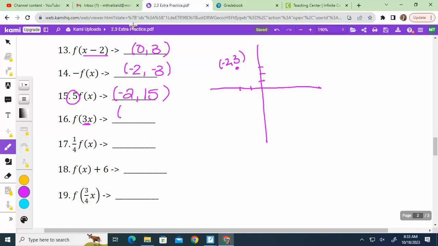Inside, X does the opposite. So it's going to change my X. What's the opposite of multiplying by 3? So it would be a -2/3. Outside, Y does what it says. So it's going to take my Y value times 1/4.